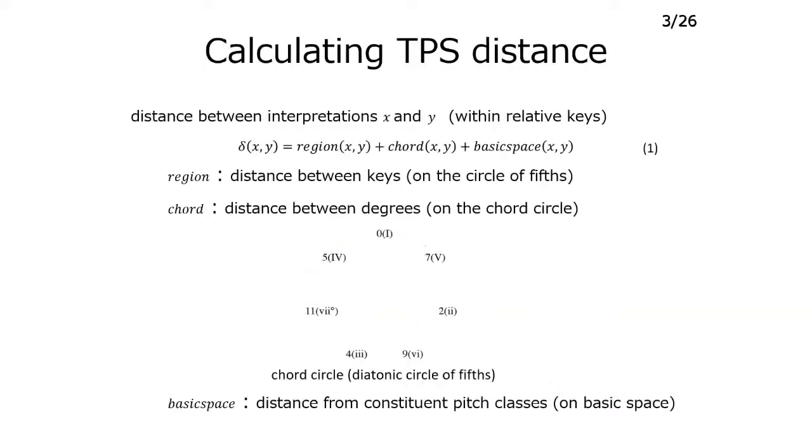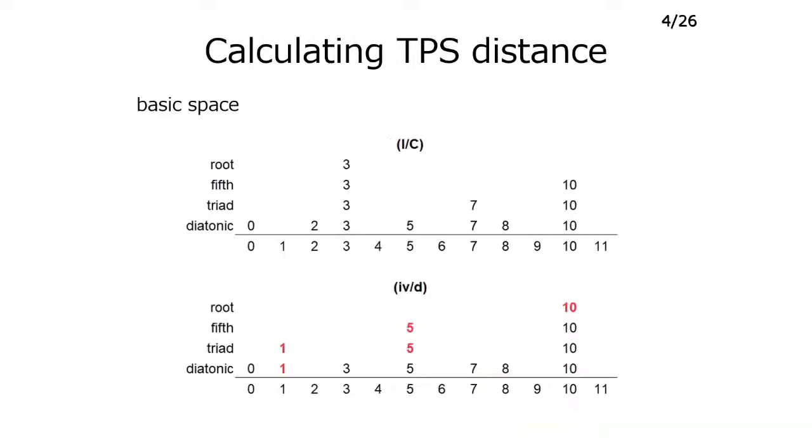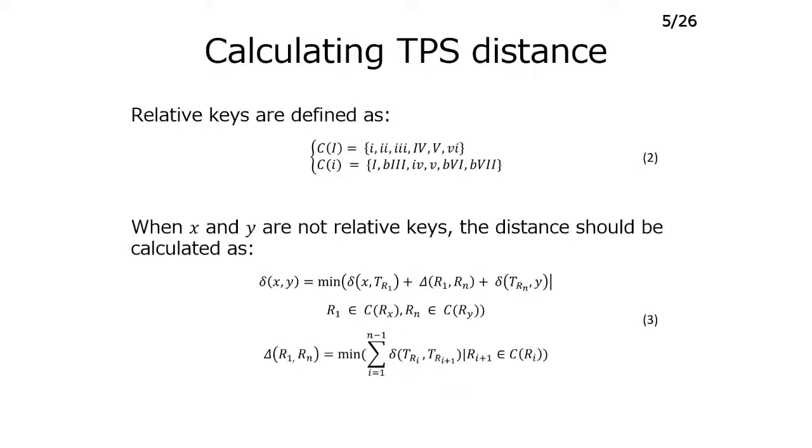When the two interpretations are within relative keys, the distance is defined as equation 1, the sum of three elements. The region is the distance between keys. Chord is the distance between degrees, and basic space is the distance concerning constituent pitch classes of each chord. The basic space is like this, but I won't go into details here. Relative keys are defined as equation 2. For the interpretations out of relative keys, the distance is defined as equation 3. It's the shortest combination of the relative key distances.